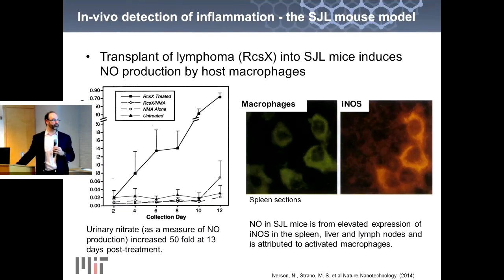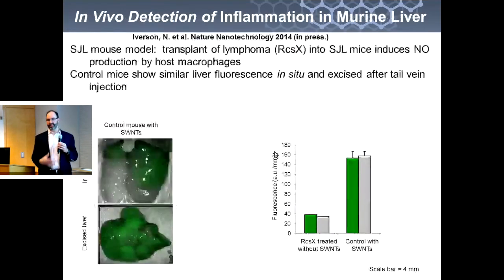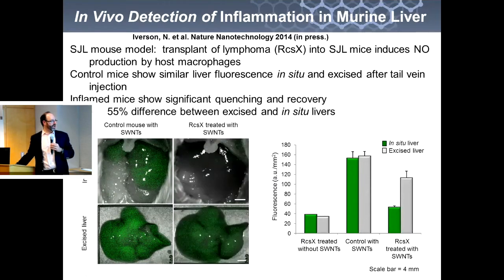It's really a workhorse. You transplant lymphoma, and that induces in the mouse a sharp respiratory burst from activated macrophages in the spleen, liver, and lymph nodes. It's a very reliable nitric oxide response. So it's used often to look at nitric oxide physiology, and there's a huge literature on this. This came from Jerry Wogan's work here. Okay, so you can look at the liver in situ. You can look at the excised liver.